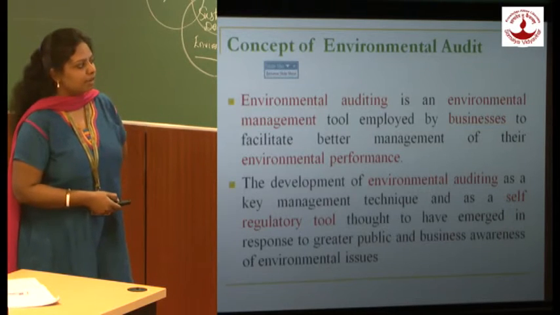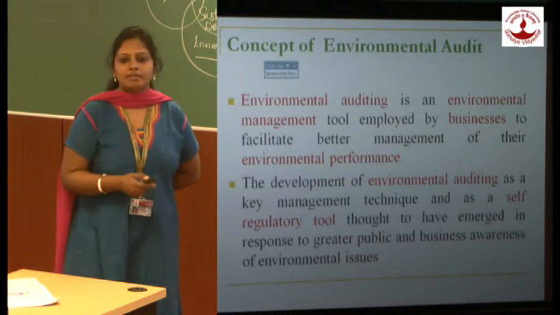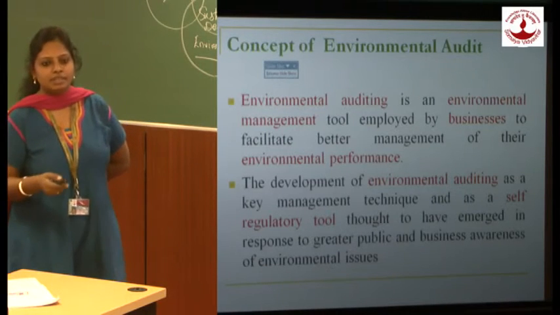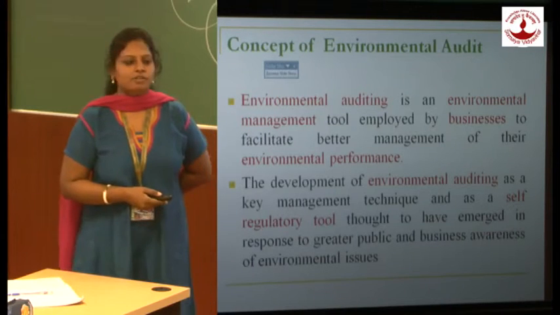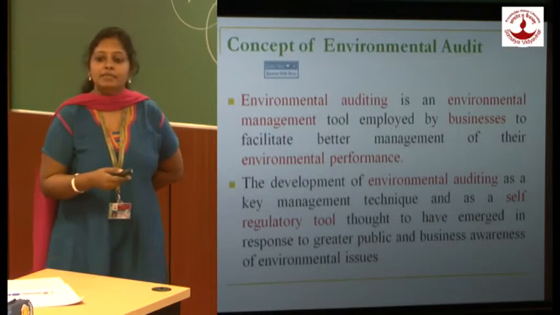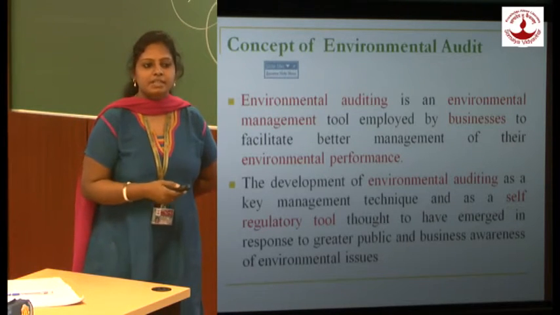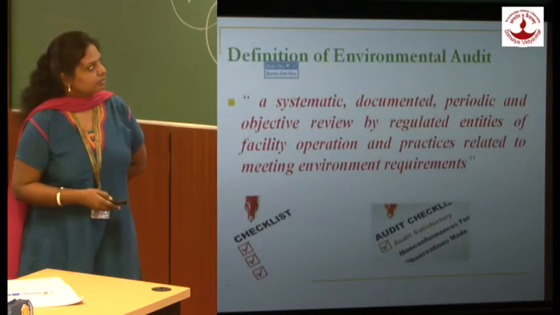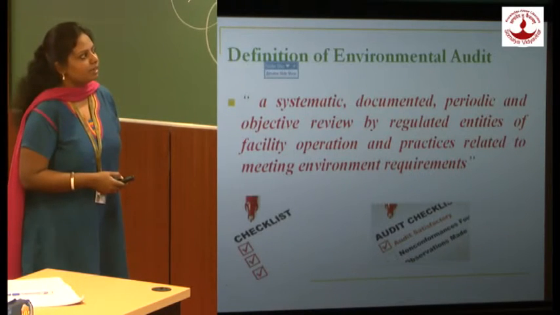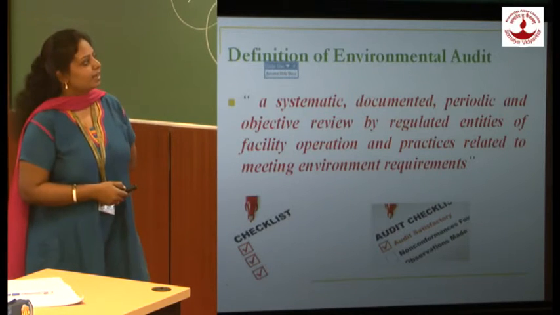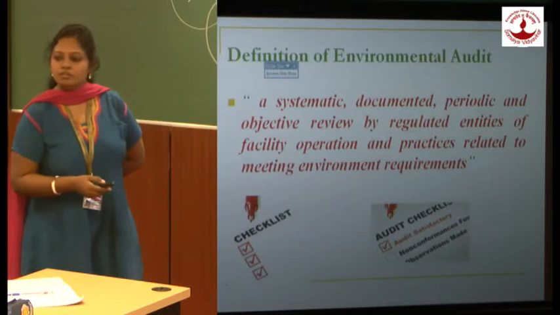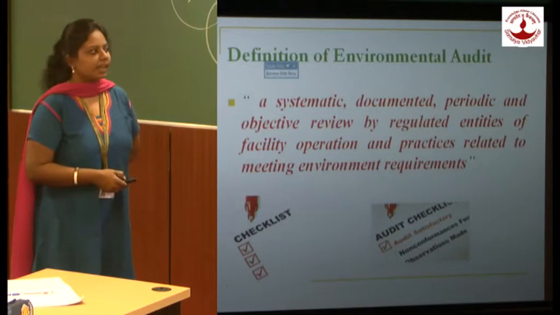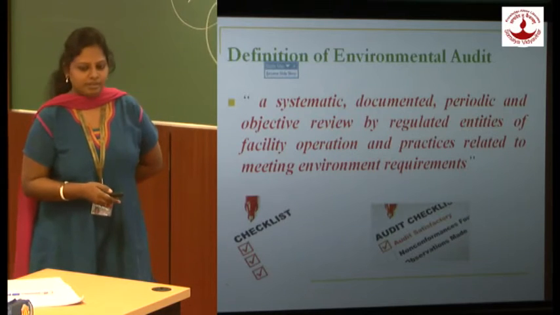And it is a response to greater public and business awareness. We have seen the Bhopal gas tragedy. If they could have audited their systems, they could have seen what the problems in the plant were and could have rectified them. So through audit, we can assess our safety measures, and look at whether they are functioning as per the Factories Act rules and guidelines. It is defined as a systematic, documented, periodic and objective review by regulated entities of their facility, or we can also do an audit by a third party. Okay, so we will prepare a checklist of whether they are functioning, and then we can say the audit was satisfactory.